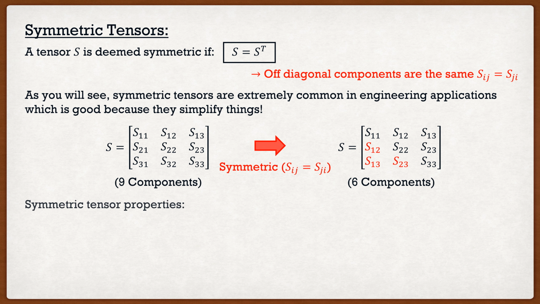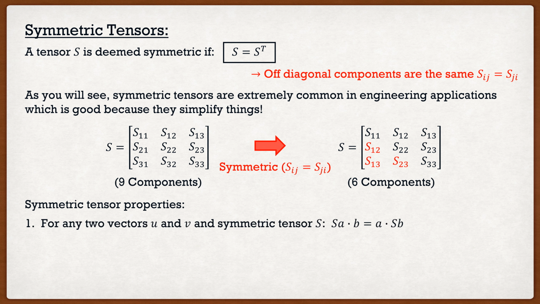All right? So of course, these symmetric tensors have some unique properties themselves. The first one is that for any two vectors u and v and symmetric tensor S, S multiplied by A dot B is actually equal to A dot S of B.